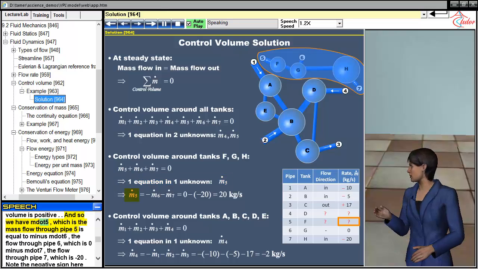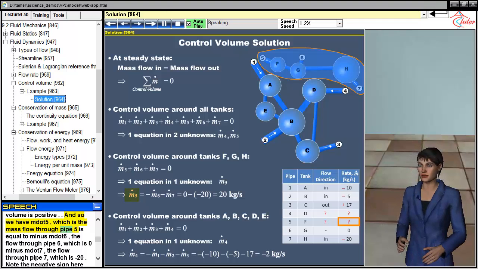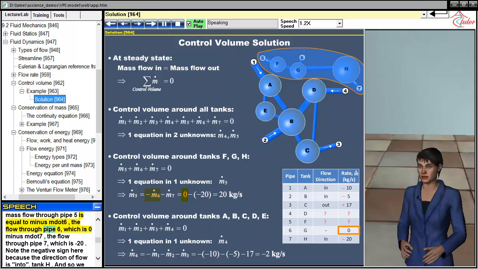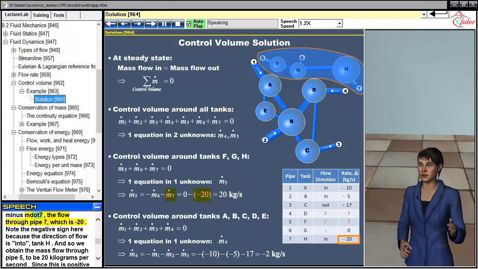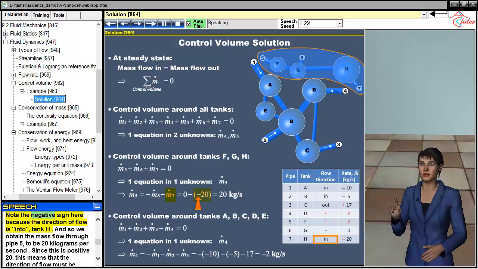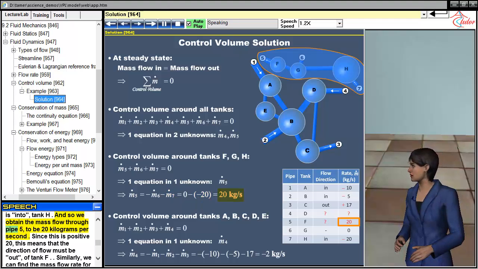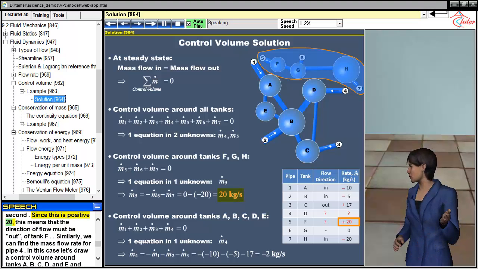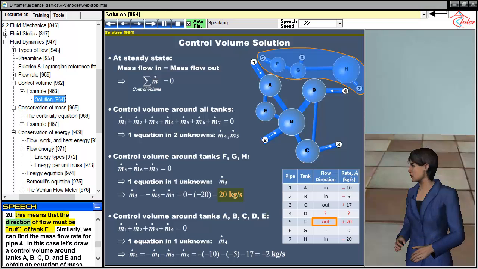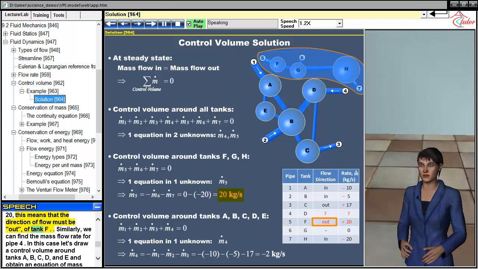And so we have m.5, which is the mass flow through pipe 5, is equal to minus m.6, the flow through pipe 6, which is 0, minus m.7, the flow through pipe 7, which is negative 20. Note the negative sign here because the direction of flow is into tank H. And so we obtain the mass flow through pipe 5 to be 20 kg per second. Since this is positive 20, this means that the direction of flow must be out of tank F.